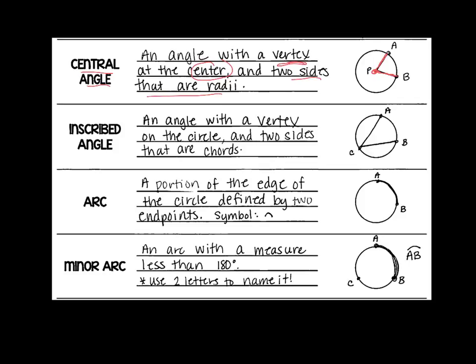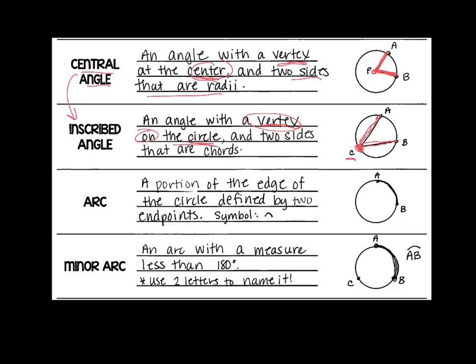Plural of radius is radii. So here's one radius here, here's one radius over here, and that gives us our central angle. The difference between a central angle and an inscribed angle is where the vertex is. The inscribed angle is an angle with a vertex on the circle, not at the center of the circle. So the sides of the angle are going to be chords, and the vertex is on the circle.